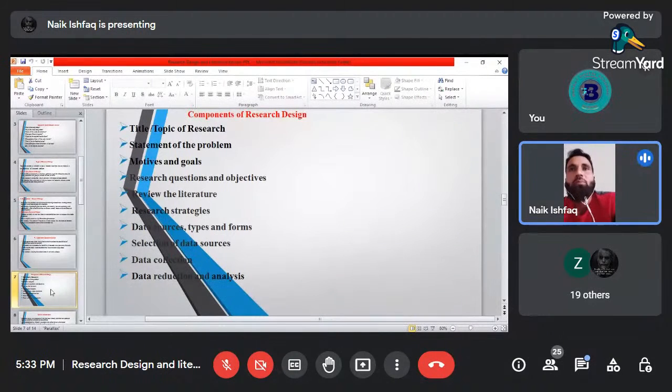And the second component of the research design is the research problem. Here what we do, it is an intellectual puzzle for the researcher. He tries to investigate. The problem is what the researcher investigates.